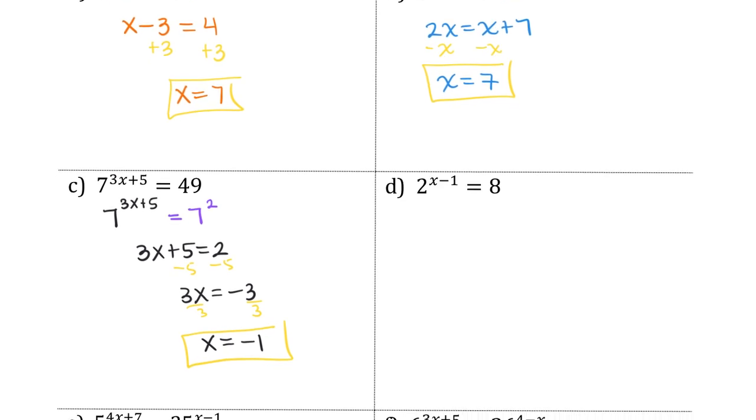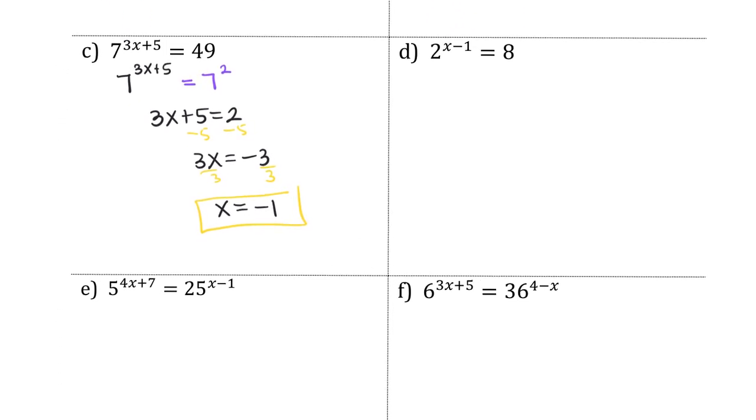Okay, let's look at D then. D is 2 to the x minus 1 equals 8. They do not have a common base right now, so I'm going to rewrite. I normally look at the bigger number to start with because I know for sure that's going to have to get rewritten. So what is 8? 8 is 4 times 2, which is 2 times 2 times 2. So this is 2 to the third.